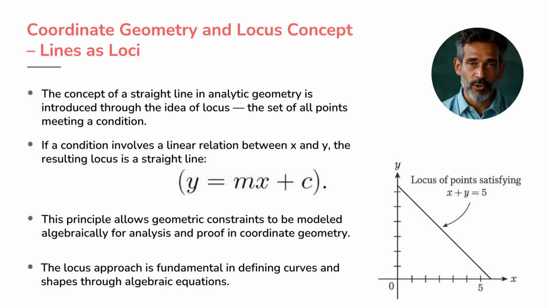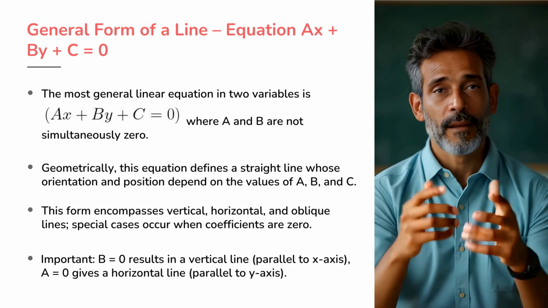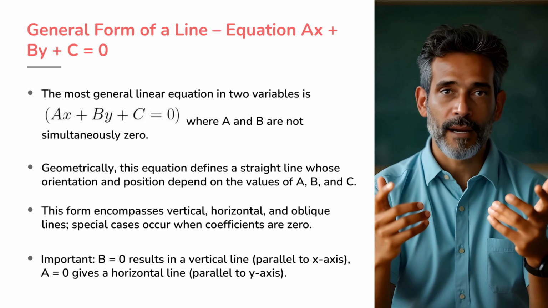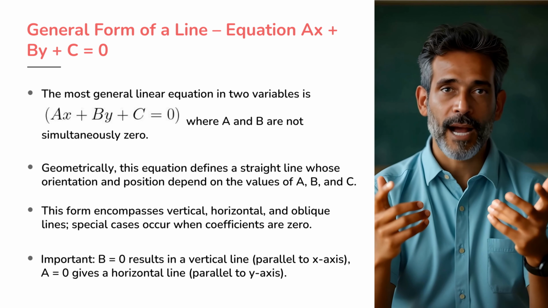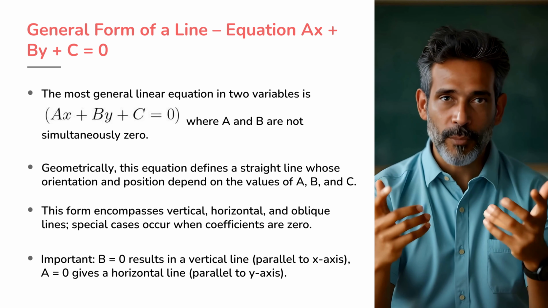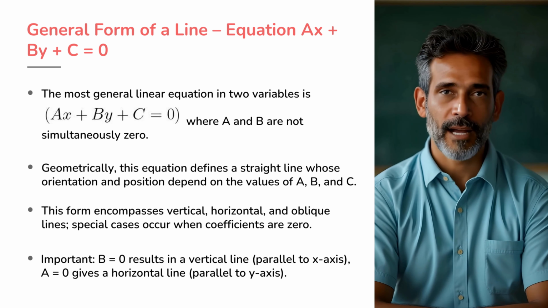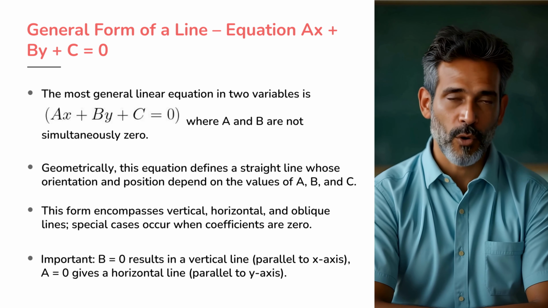Let's talk about the most general way to write a line's equation: ax plus by plus c equals 0. Here, a and b can't both be 0. Otherwise, it won't represent a line at all. This general form is very powerful. Depending on the values of a, b, and c, the line can be slanting, horizontal, or vertical.